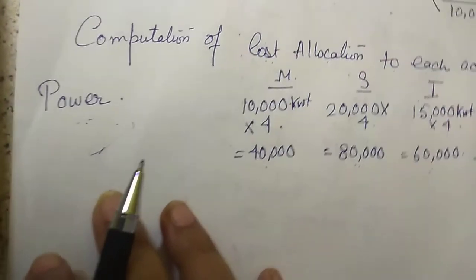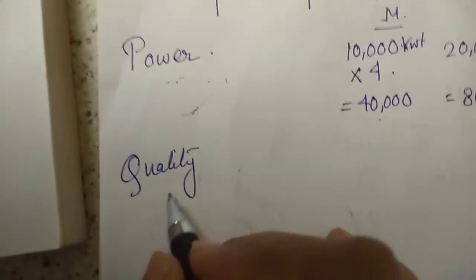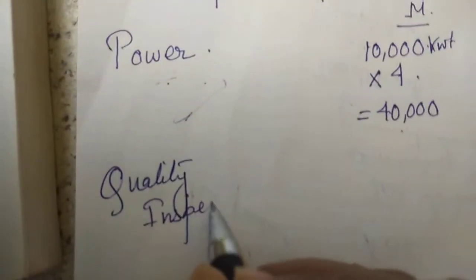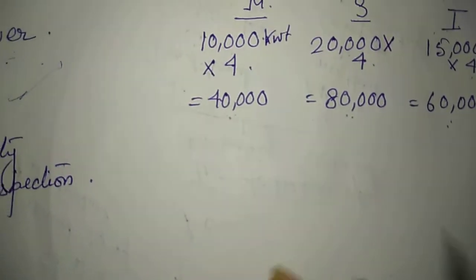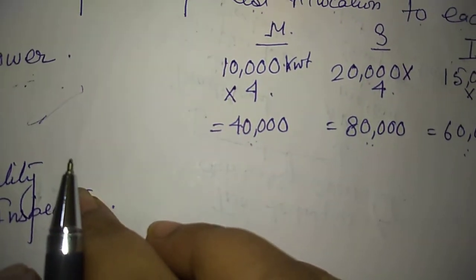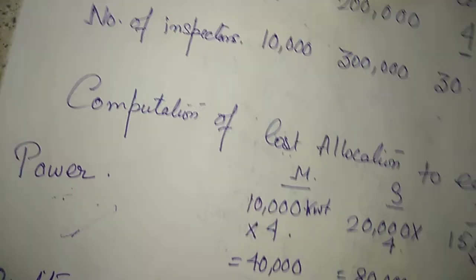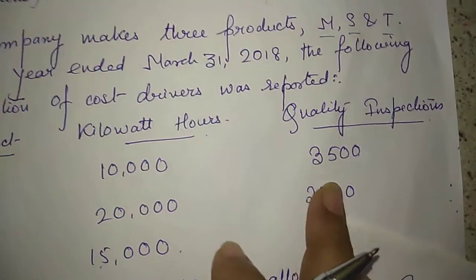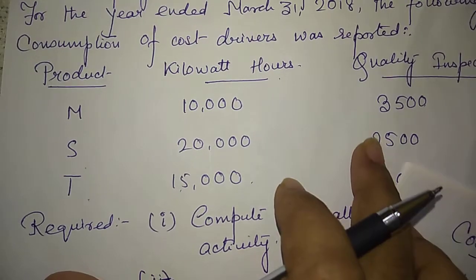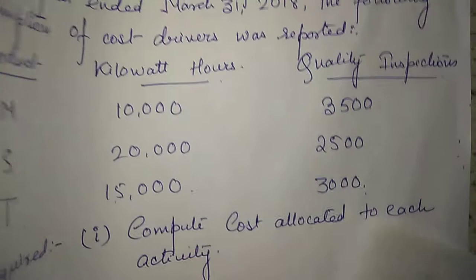What is my next activity? The next activity is quality inspection. In product M, how many times did we go for quality inspection? For product M 3,500, for product S 2,500 and here it is 3,000.